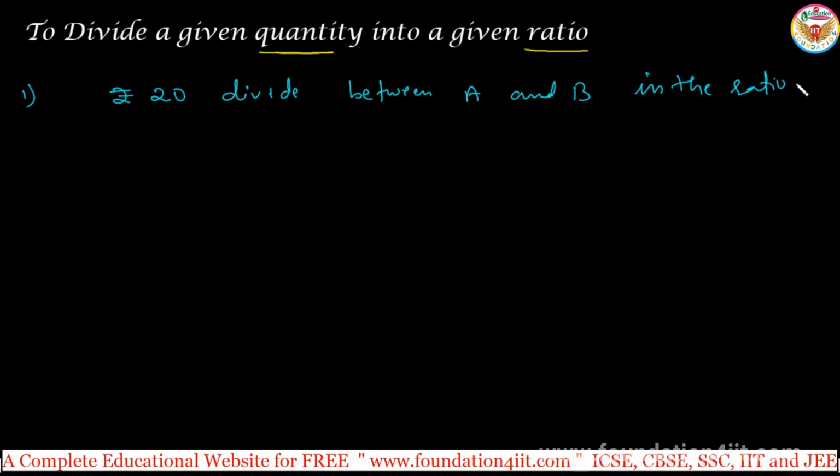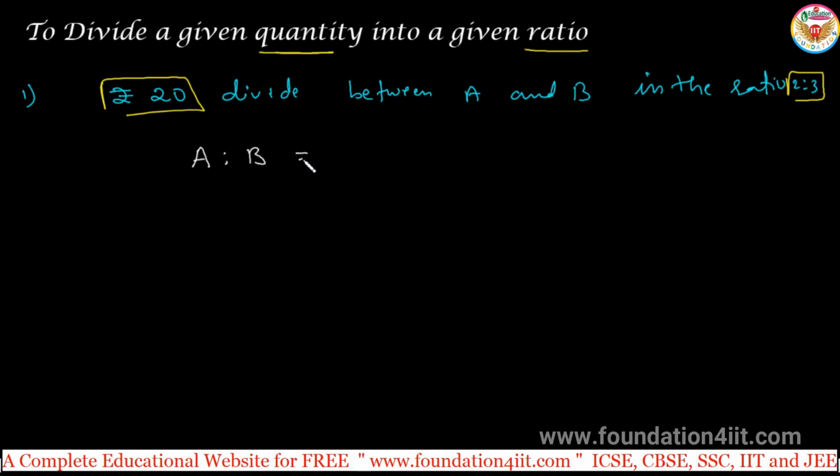So in the ratio 2 is to 3. This is the total amount we have to divide between the two persons A and B in the ratio 2 is to 3. So how much each one will get is the question. For this ratio 2 is to 3, that means A is to B should be exactly equal to 2 is to 3.